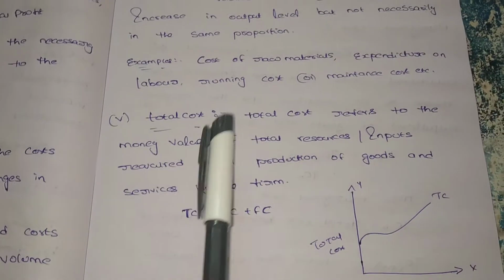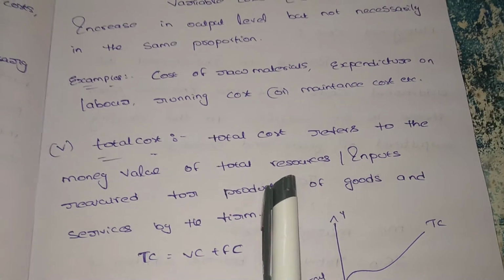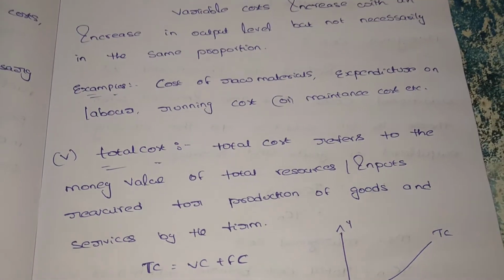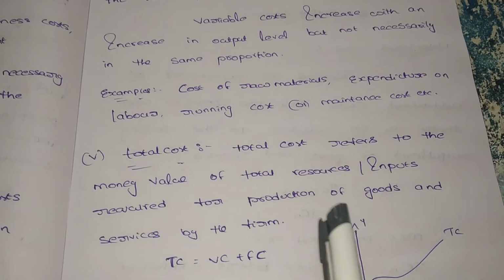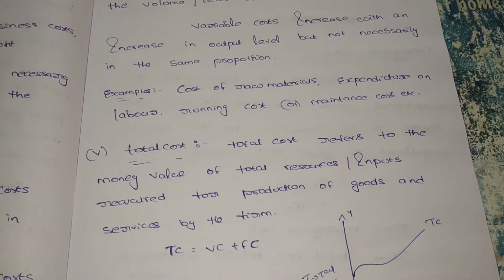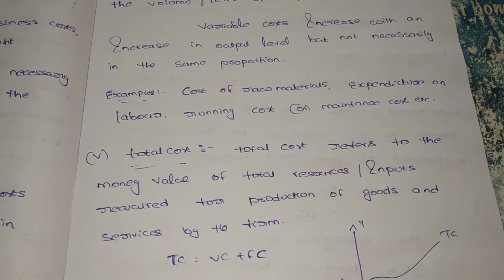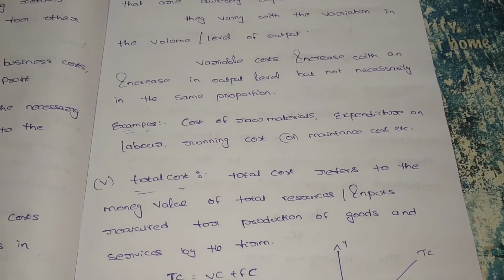Next, what is the total cost? Total cost refers to the money value of the total resources or inputs required for the production of goods and services by the firm. Means when any business organization or firm wants to produce goods, for the production of the goods, how much cost we incur, completely combined.